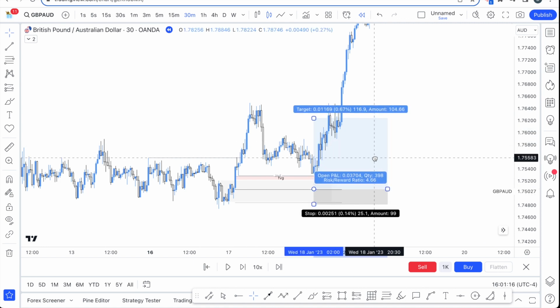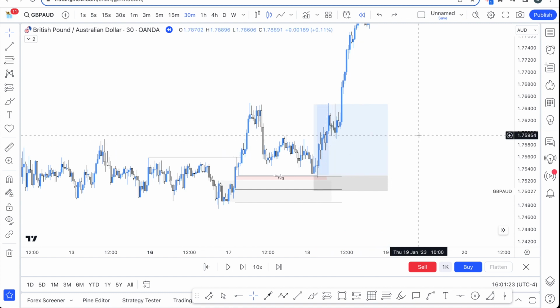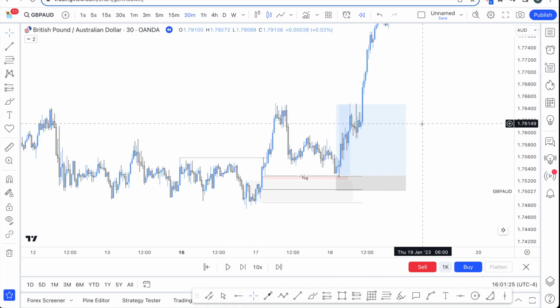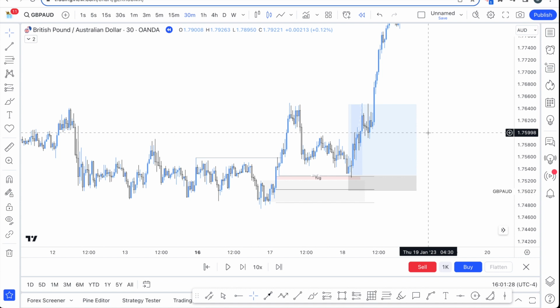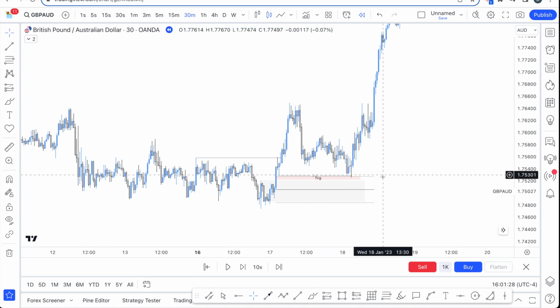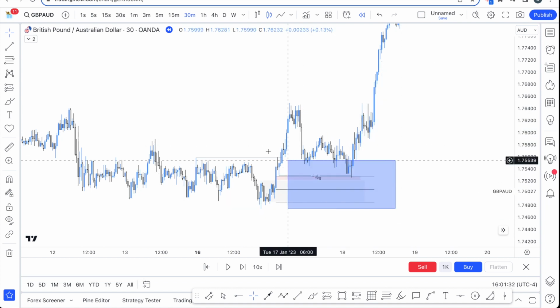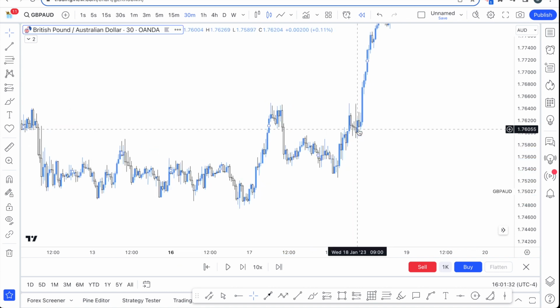I would prefer for price to come here, below the 50. However, it's a 50-50 chance all the time, because the market is never 100% correct. So that's one way to see it. There we go, that's the first example. You can see it in so many ways.